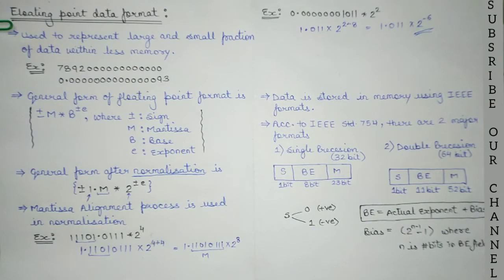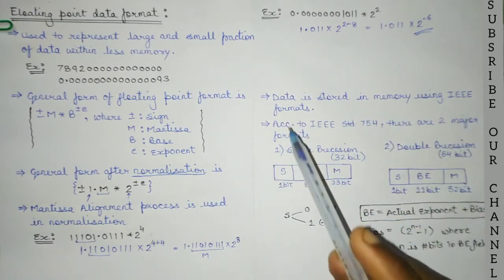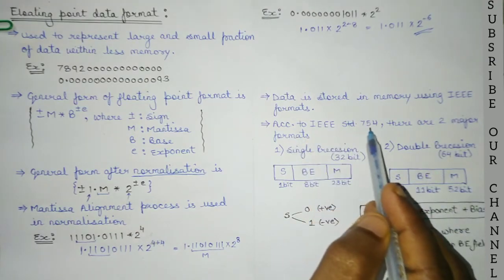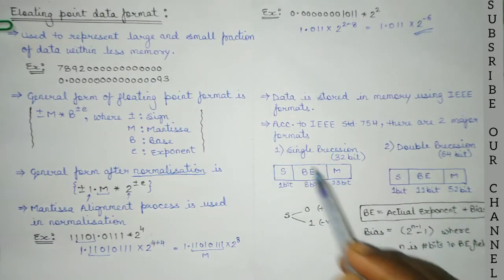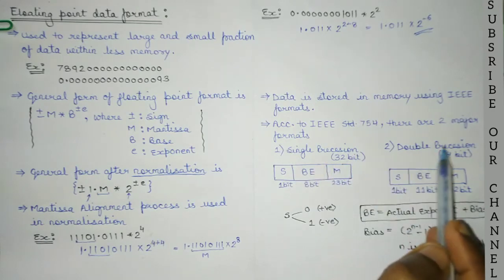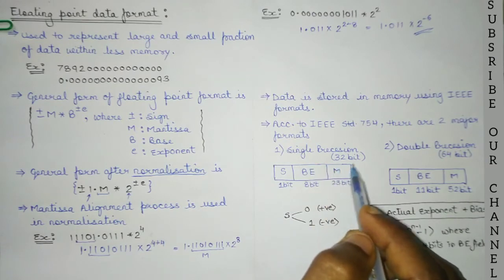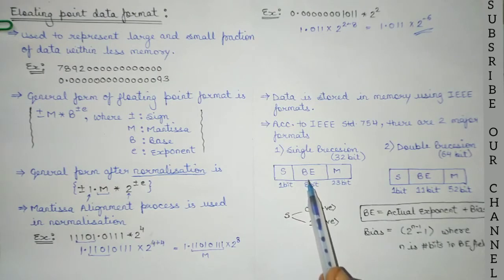Now there are two methods to store a particular value. So data is stored in memory using IEEE formats. There are two IEEE standards that we are using. According to IEEE standard 754, so we are considering it as 754, and under 754 there are two major formats. One is single precision, the other one is double precision. The size of the single precision is 32-bit, where 1 is reserved for sign, 8 is reserved for biased exponent. So this BE is nothing but biased exponent.